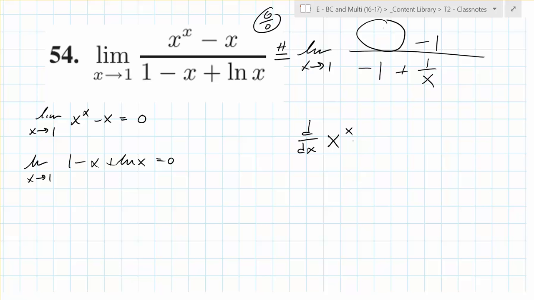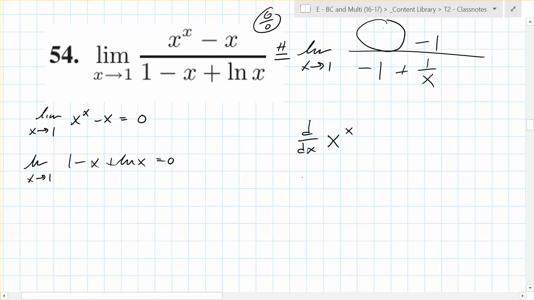Do you remember what you have to use in order to do the derivative of this? Can we list all the different ways people do this wrong? x times x to the x minus 1. No. So, any ideas? You have to do something here. So look at this. You have to do logarithmic differentiation.